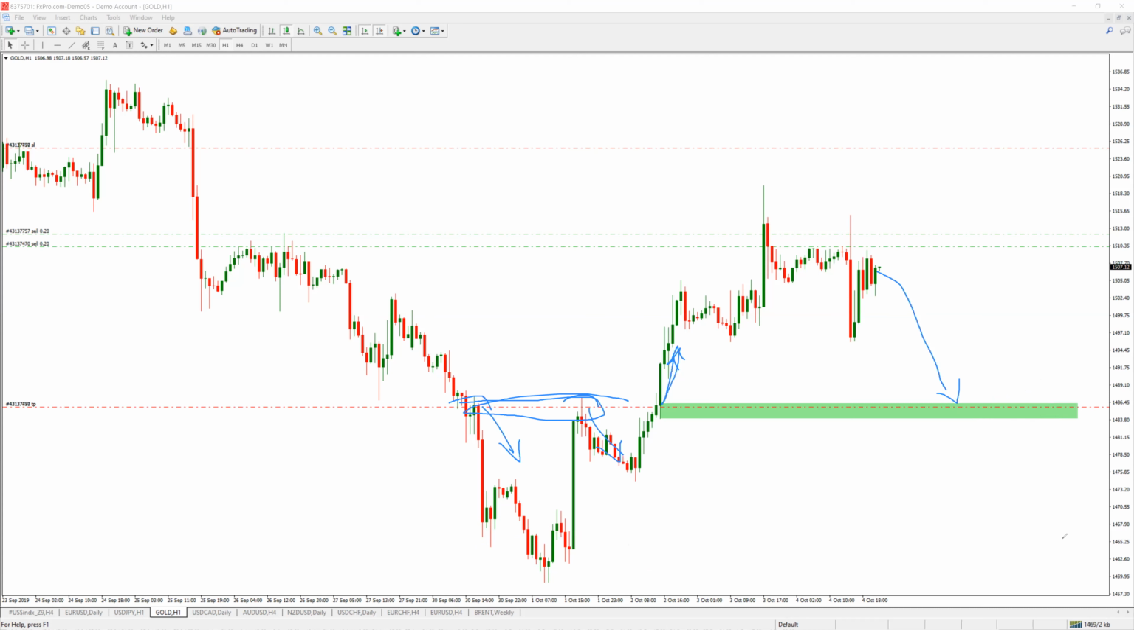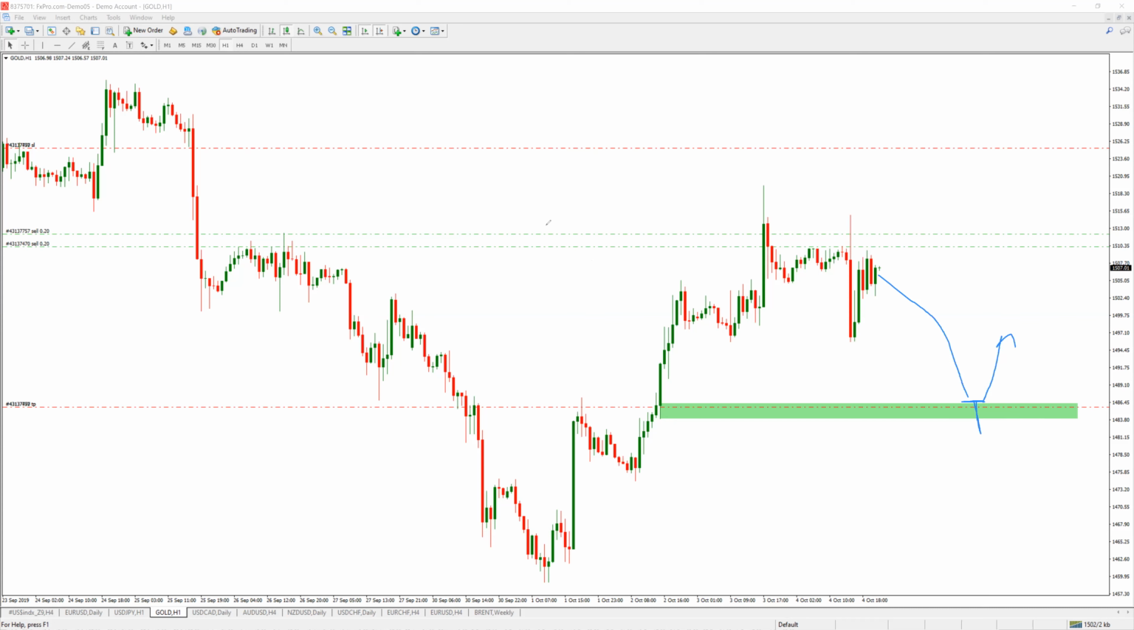So let's say you have highlighted that demand there, the one I've highlighted. When market comes down, of course, you anticipate market to spike down. If it spikes into that demand and closes above, then you know gold is going to rally up.